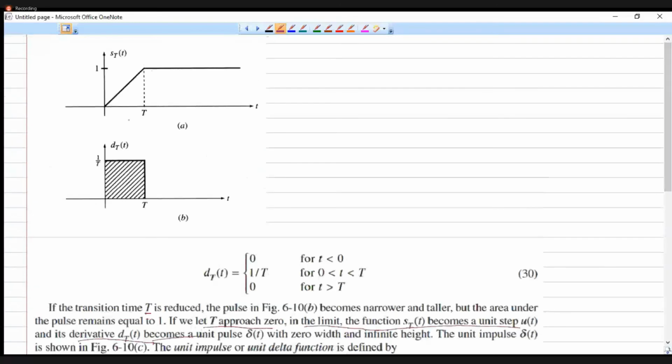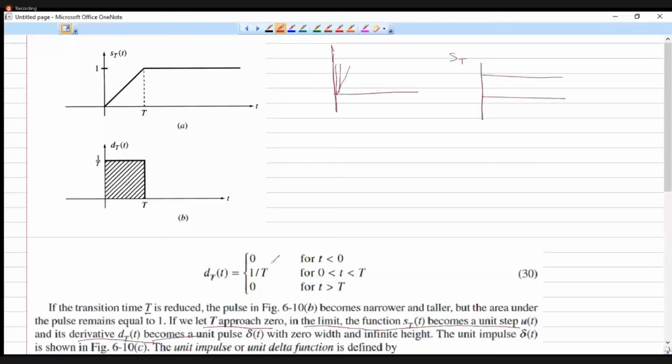So when we make this equal to 0, we can see that as we reduce the time period, this slope is going to reduce, right, like that. So initially it will reduce, then it will reduce, then as T tends to 0, this slope will become vertical. So we'll have s of t which will be represented by a unit step function. At that time, what will happen to the derivative? The derivative of this function.